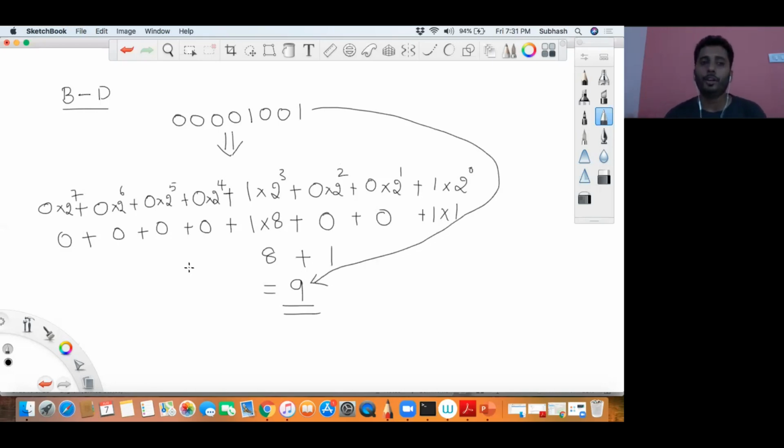This is how you convert your binary number system into decimal number system. So let me repeat, if you want to convert your binary number system into decimal number system, you have to multiply each digit with 2 raised to its power from the right hand side, and you will actually get this answer. Now let me see how to do the next.